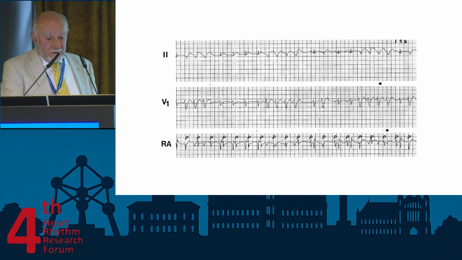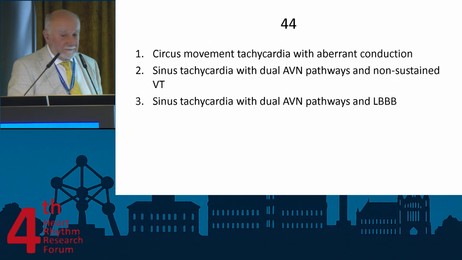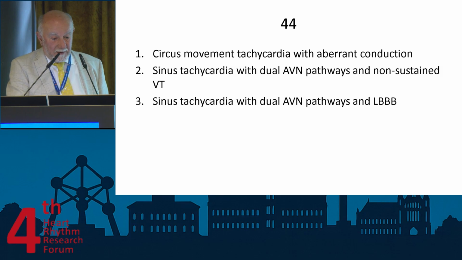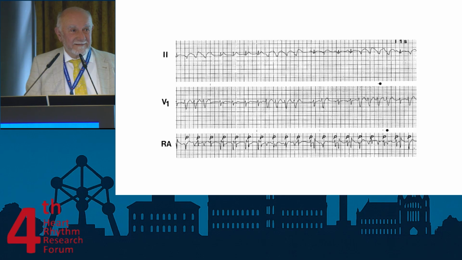We have only 3 options. First, circus movement tachycardia with aberrant conduction. We'll come back to the slide. Second, sinus tachycardia with dual AV nodal pathways and non-sustained VT. Third, sinus tachycardia with dual AV nodal pathways and left bundle branch block. Let's go back to the slide. Okay, circus movement tachycardia, sinus tachycardia with dual AV nodal pathways and non-sustained VT, or sinus tachycardia with dual AV nodal pathways and left bundle branch block. 1. Who votes for 1?